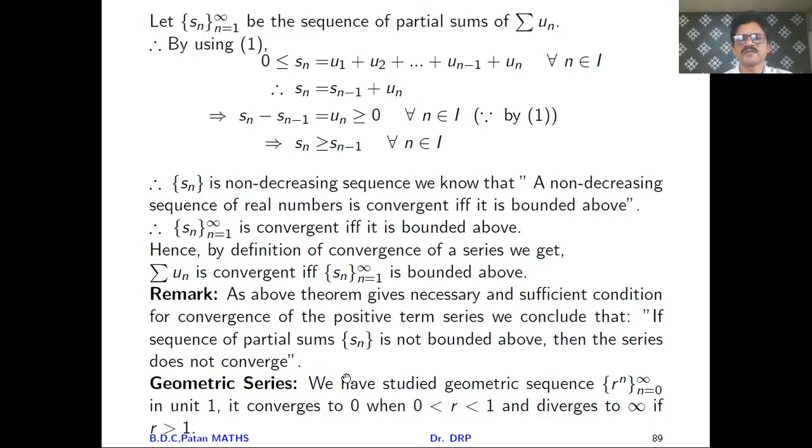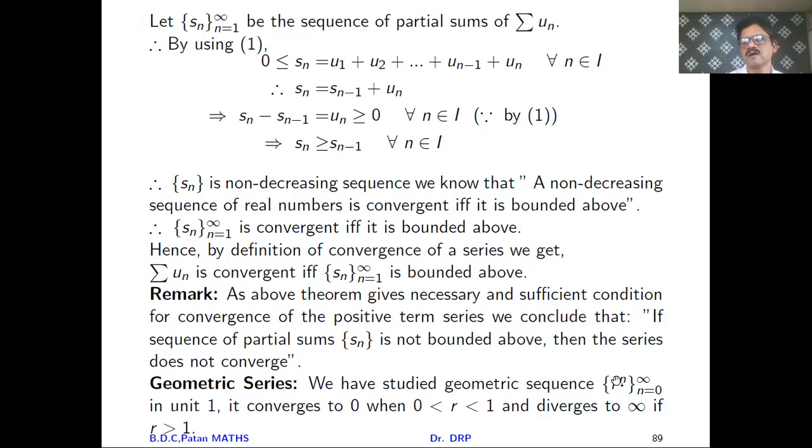Now, what is a geometric series? All of you know this series. In statistics also, you have studied this series in FY BSc. So, what is a geometric series? We have studied geometric series or geometric sequence in unit number 1 also.